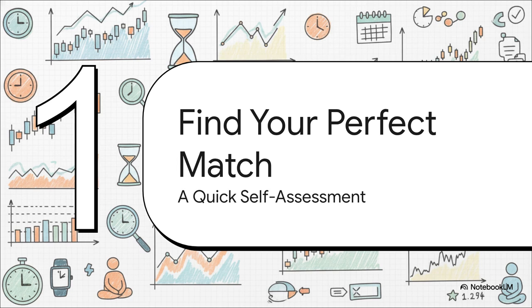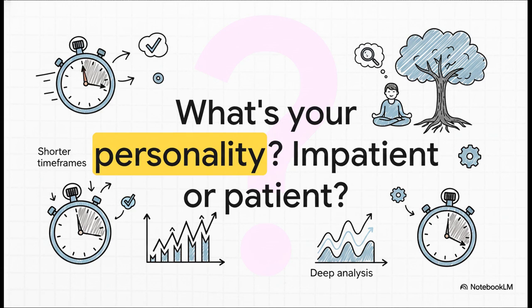Okay, so you've met the 3 main trader personalities. Now it's time to figure out where you fit in. We're going to do a quick self-assessment, and I want you to be really honest with yourself. Let's find your perfect match. First things first, personality. Are you the kind of person who needs action? You see an opportunity and you just want to go? Or do you like to sit back, analyze everything, and wait for that perfect A-plus setup? If you're impatient, shorter time frames will probably feel right. If you're patient, you're going to be much more comfortable on the longer ones.